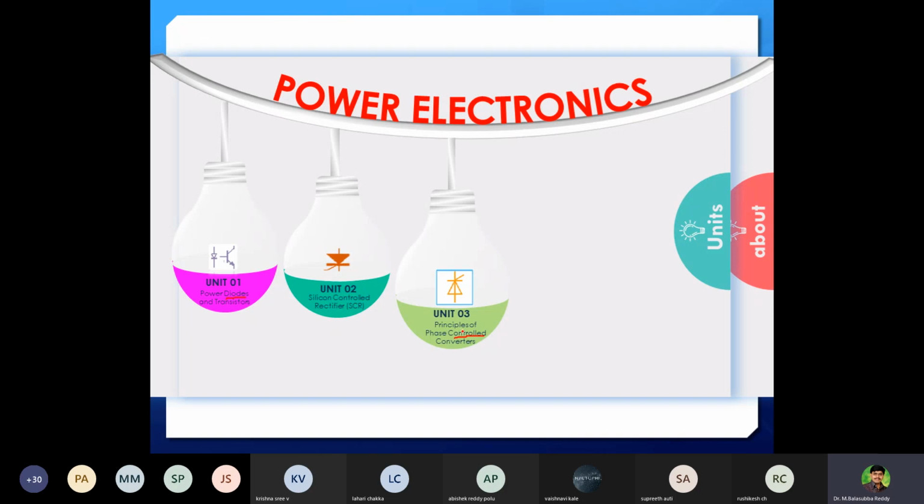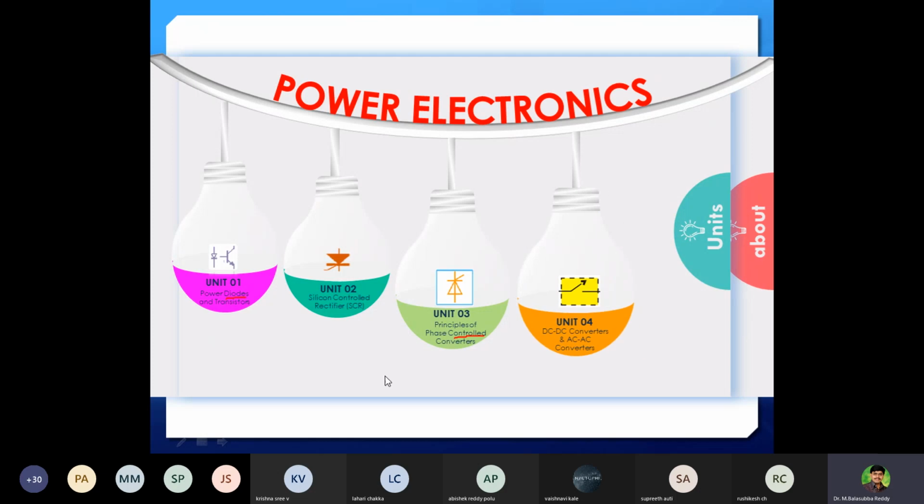Like that, there are different supplies. The input may be a single phase AC supply or a three phase AC supply. Both need to be covered in this unit. So half of the unit comes under single phase controlled rectifiers, and the other half is three phase controlled rectifiers. These are the two halves we are dividing it into.